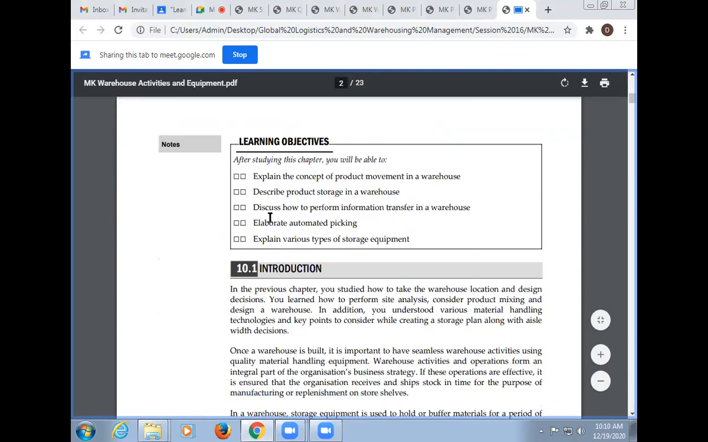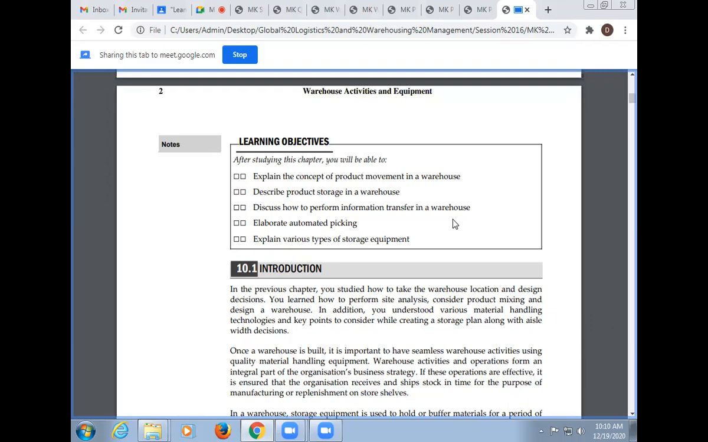The learning objectives of this chapter are to explain the concept of product movement in a warehouse, describe product storage in a warehouse, and discuss how to perform information transfer in a warehouse. This is very important. If the transfer of information becomes faulty, then the warehouse efficiency will be less. Information transfer is important to the management and the measuring of the efficiency of the warehouse.